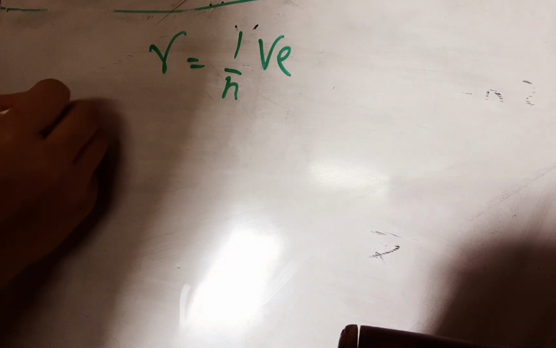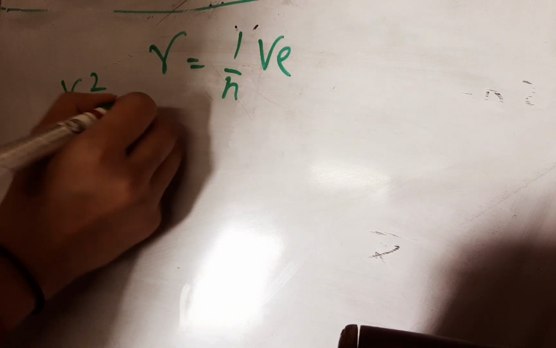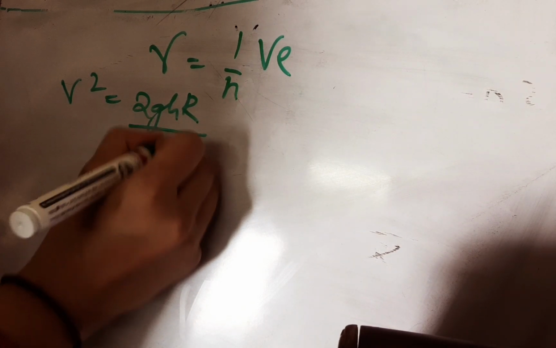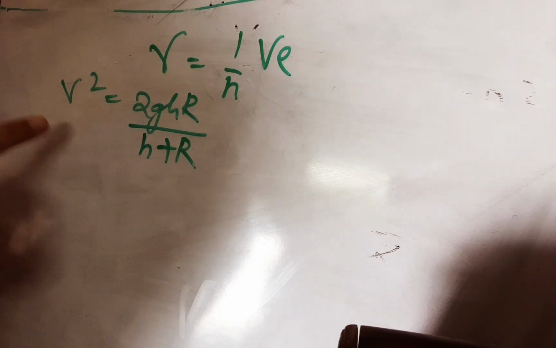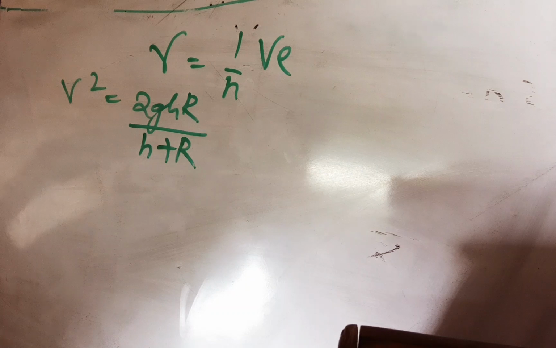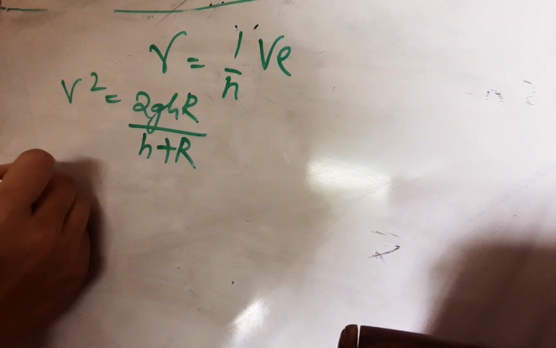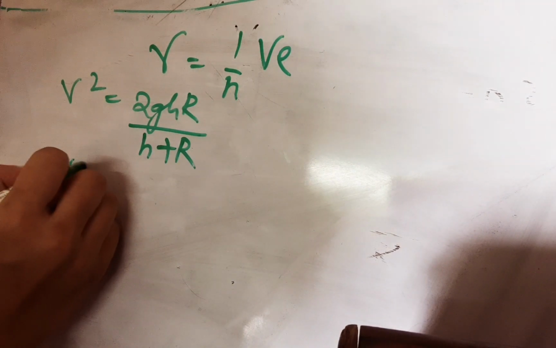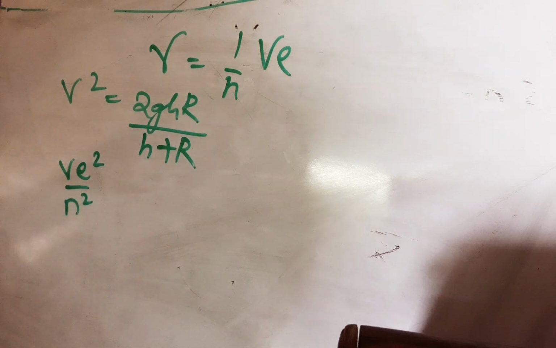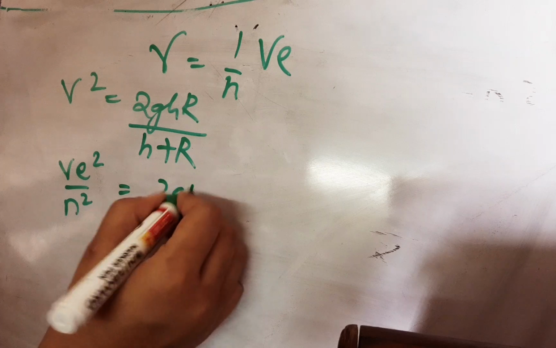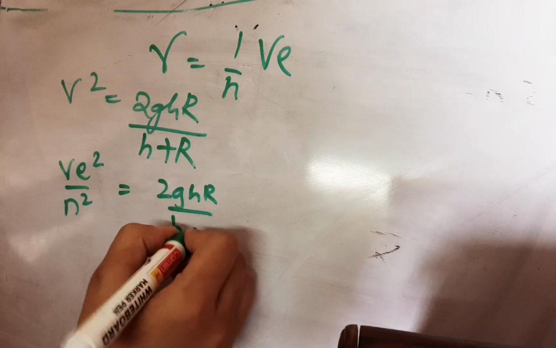So we know that V square is equal to 2gh r upon h plus r. In place of V square, we can write VE square upon n square. In place of V square, can I write VE square upon n square? See, VE square upon n square is equal to 2ghr upon h plus r.